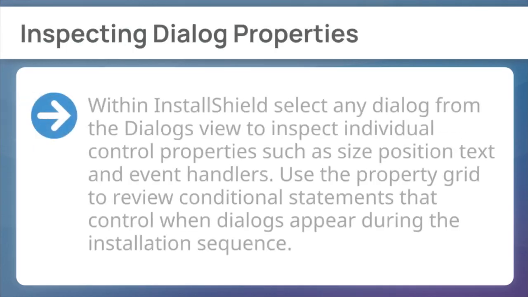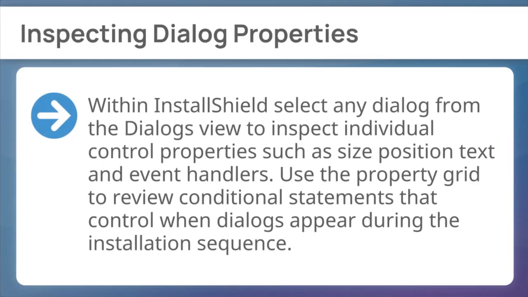Next, inspecting dialog properties. Within InstallShield, select any dialog from the dialogs view to inspect individual control properties, such as size, position, text, and event handlers. Use the property grid to review conditional statements that control when dialogs appear during the installation sequence.